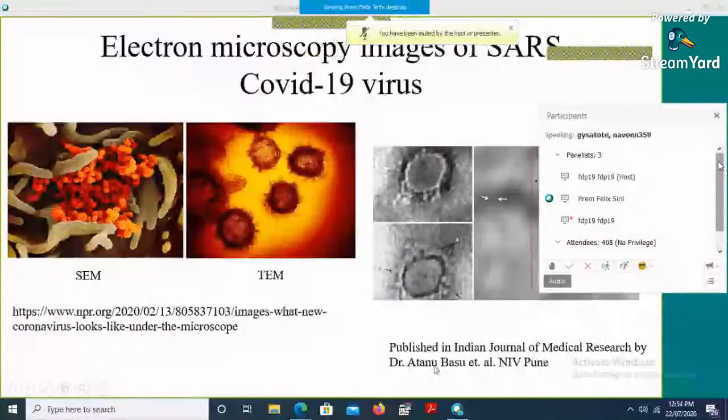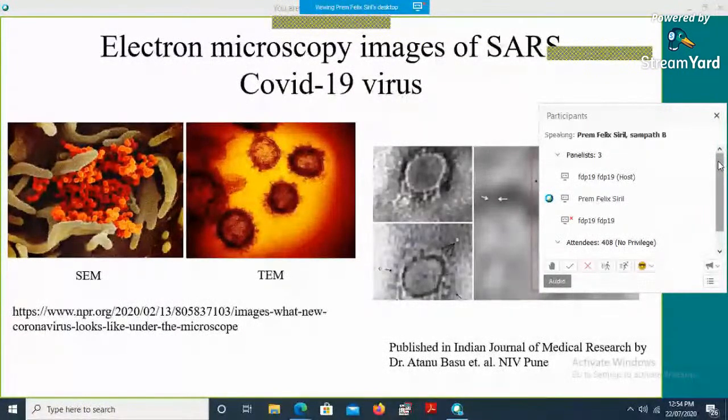Imaging. That is the confirmation whether it is a new virus. It is one of the very important things in virology.